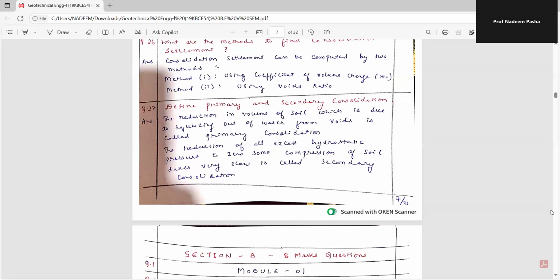But what happens in secondary consolidation? The reduction of all excess hydrostatic pressure to zero. Some compression of soil takes place very slowly. Reduction in the volume of soil which is due to squeezing out of water, that is the primary consolidation. What happens in secondary consolidation? The reduction of all excess hydrostatic pressure to zero is known as secondary consolidation.